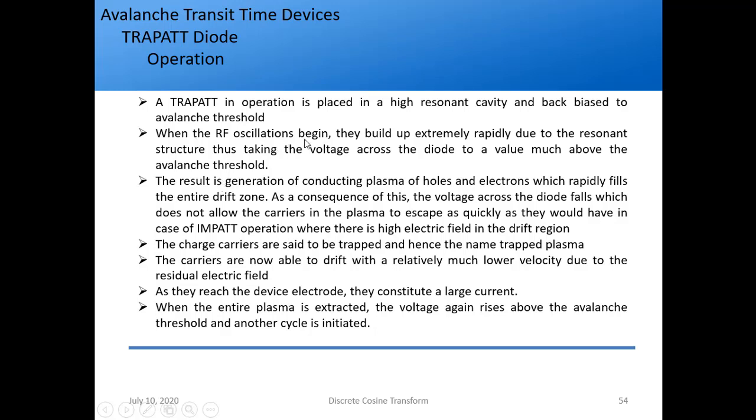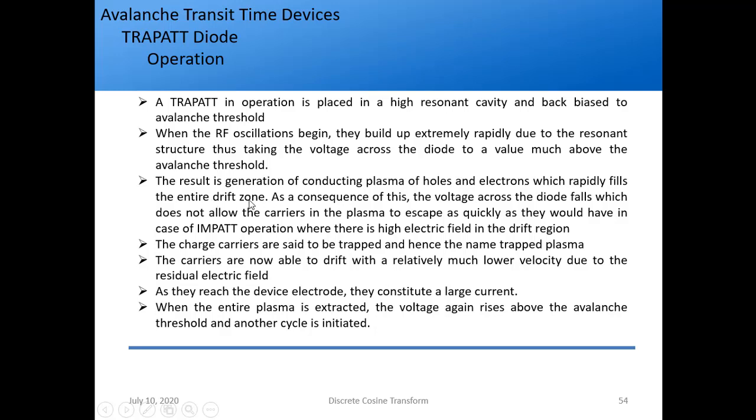So when the RF oscillations begin, they build up extremely rapidly due to the resonant structure, because it resonates only at a particular frequency. So this increases the voltage much above the avalanche threshold. So because of this, what happens? Plasma is generated. Whenever there is a very high voltage and breakdown, plasma is generated. So there is generation of conducting plasma of holes and electrons, which rapidly fill the entire drift zone.